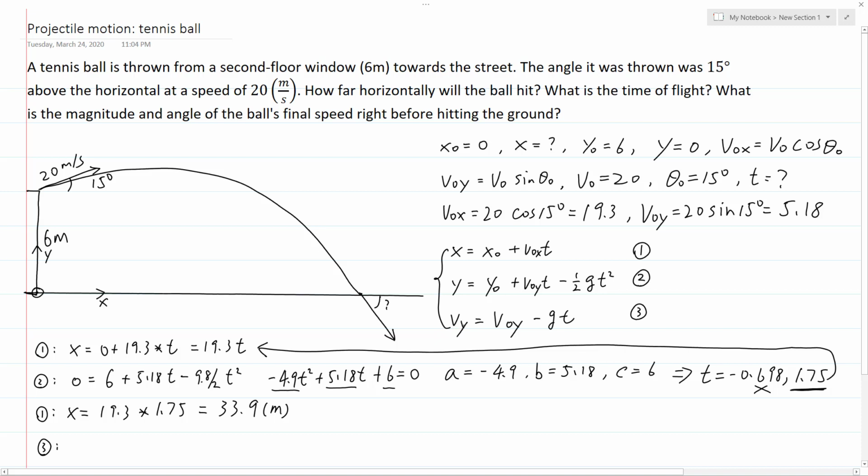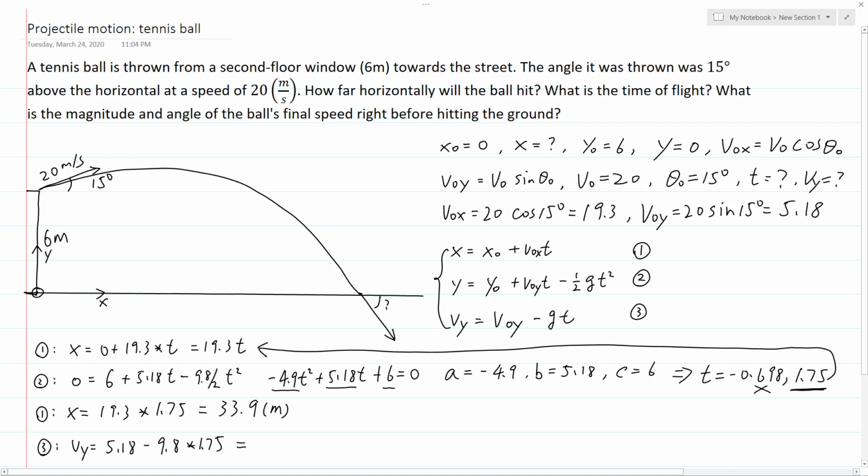Okay, we don't really know that. So let's also have that added in here. Vy is equal to an unknown. So Vy is equal to initial y velocity, which was calculated to be 5.18, so 5.18, and then minus 9.8, t, where t is 1.75, right? So this t also gets plugged into this equation.